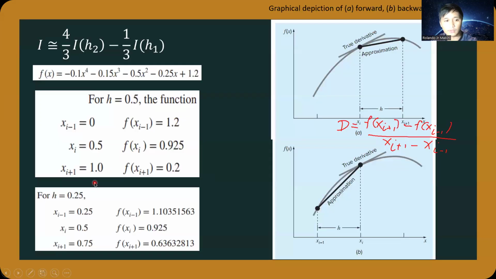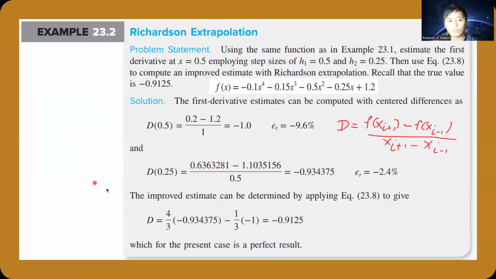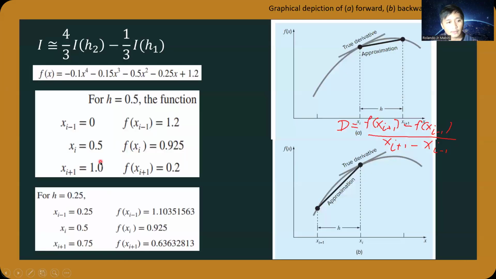This is the value. So for h sub 2, he denoted here as D of 0.25, which is the step size 2, 0.25. So the value still is this one. We have the value for x sub i minus 1, 1.1, and so on. And for f of x sub i plus 1, this one 0.63, and so on.